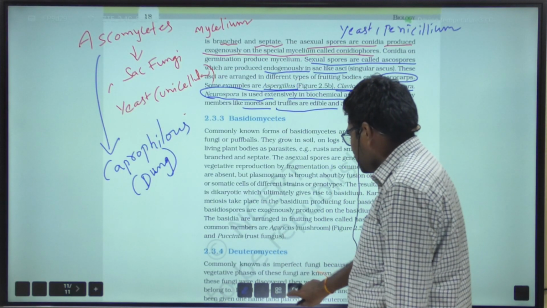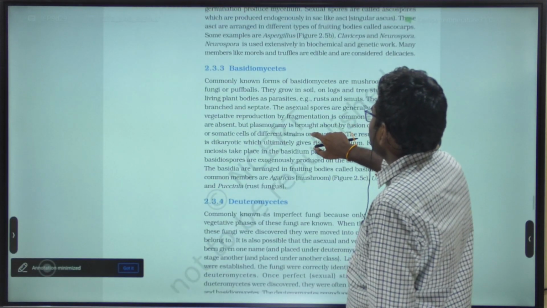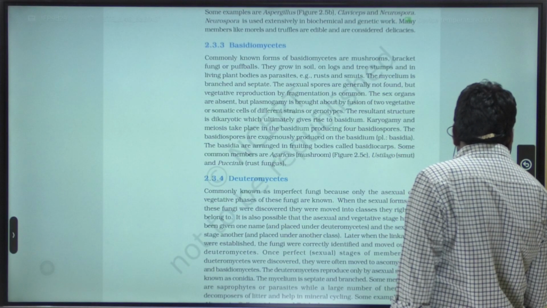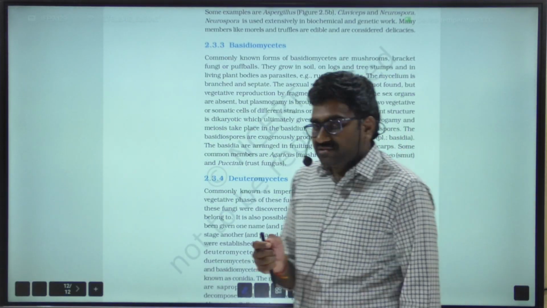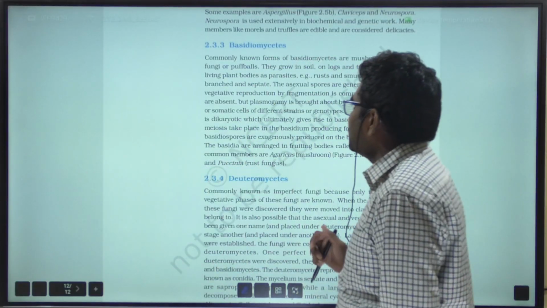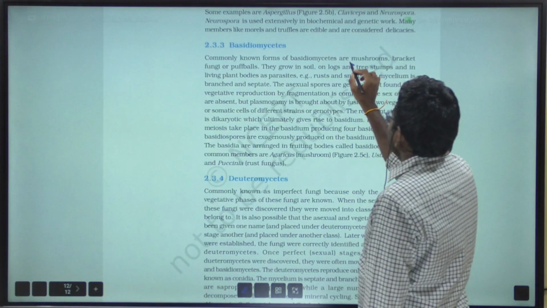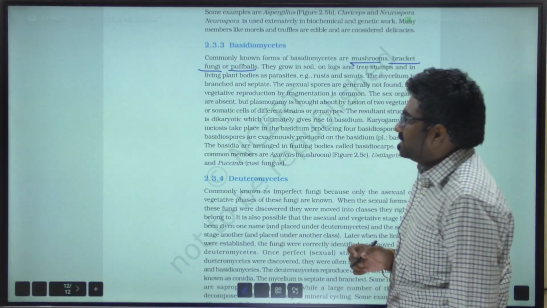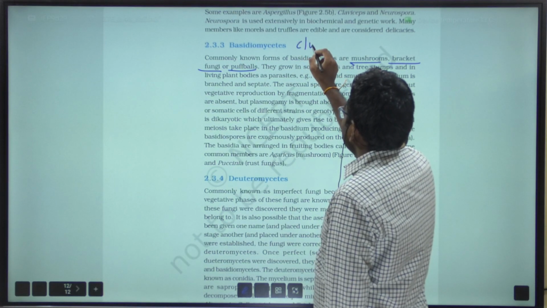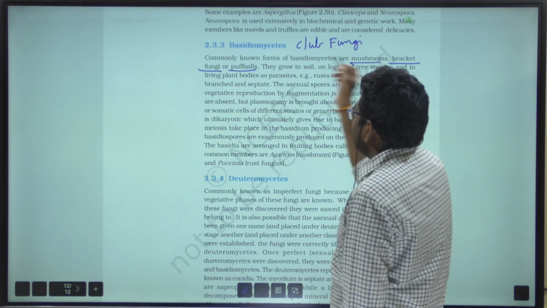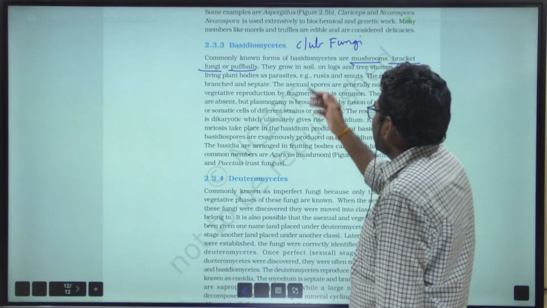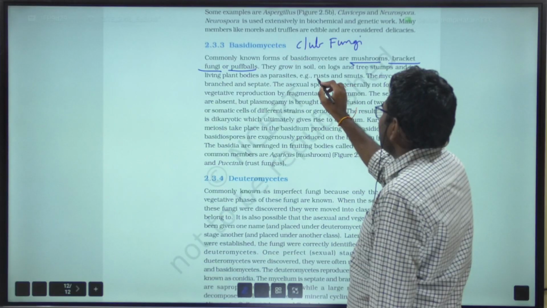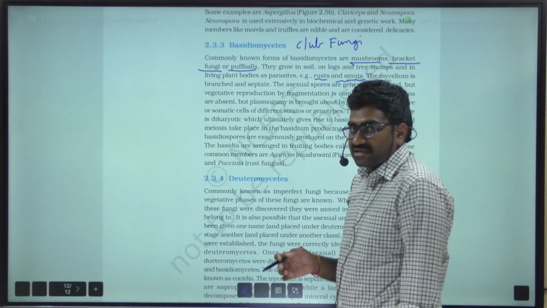Next, Basidiomycetes. Commonly known forms of Basidiomycetes are mushrooms, bracket fungi or puffballs. Very important: in Ascomycetes and Basidiomycetes, a dikaryotic phase is observed. The common name for Basidiomycetes is club fungi. They grow in soil, on logs and tree stumps, and in living plant bodies as parasites. Examples: rusts and smuts.